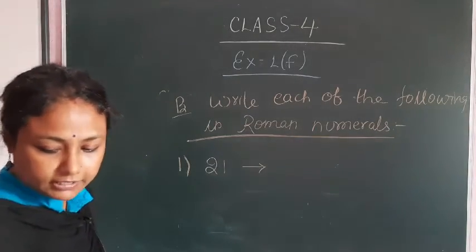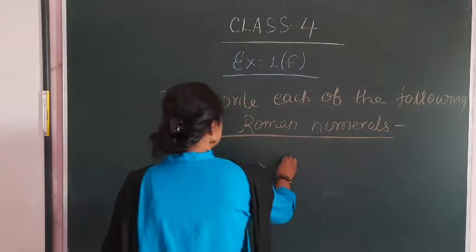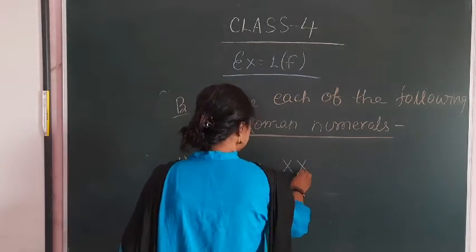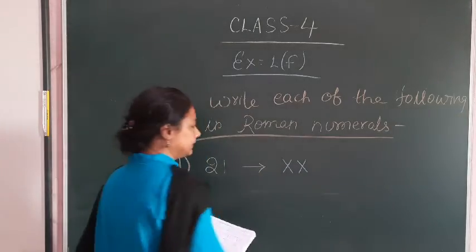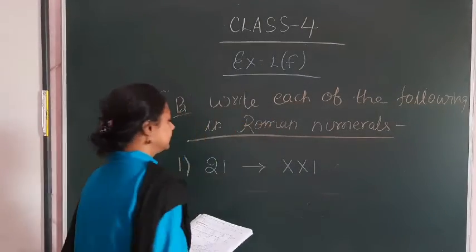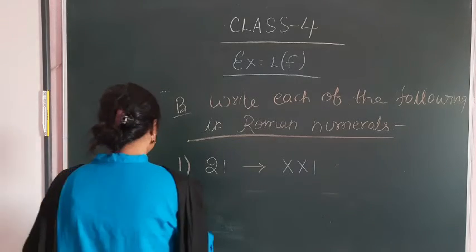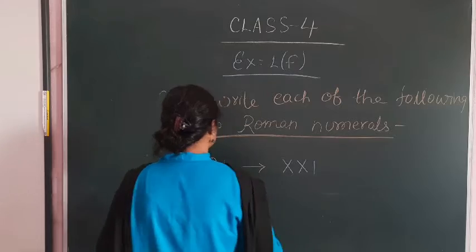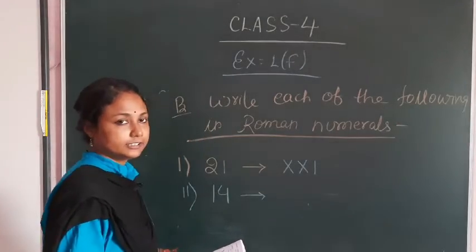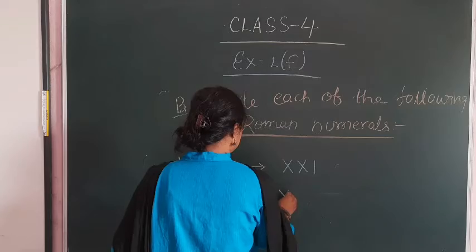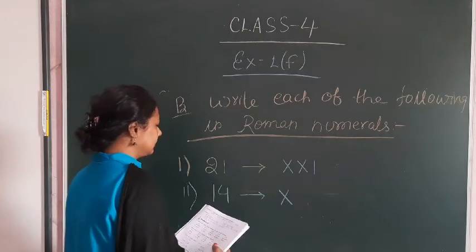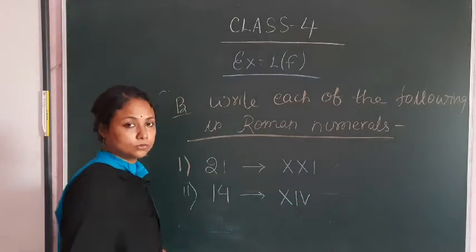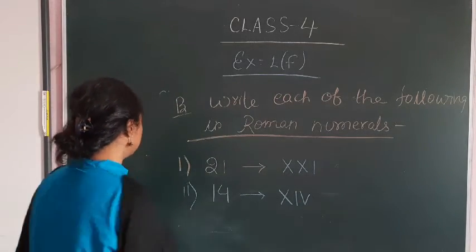So how to write 21? This is 10, 10, this is 20, and 1. So this is 21. Then the next one is 14. How to write 14? First we write 10 and then 4. So this is 14.